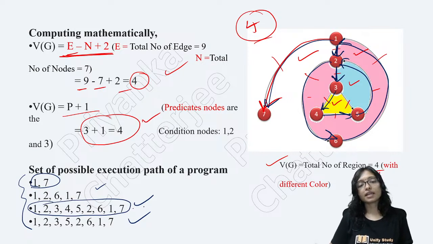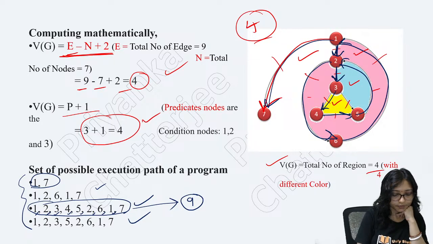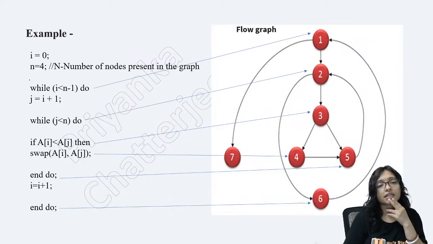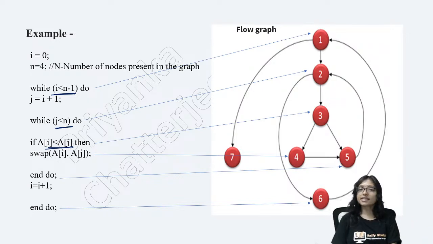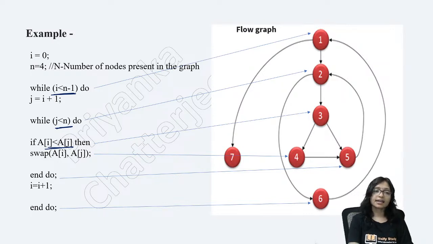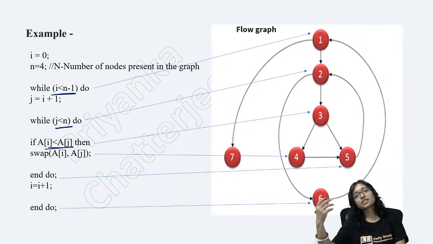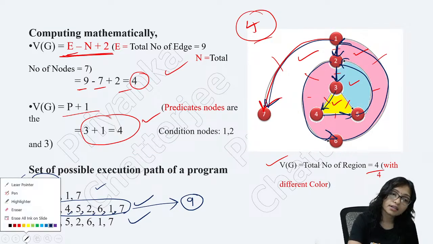In the largest independent path, how many nodes are there? 1, 2, 3, 4, 5, 6, 7, 8, 9. In the largest independent path, you have 9 nodes. We have to include the loop also. Loop not, condition. Here, this is a condition. This is a condition. This is a condition. You are checking something: I less than n minus 1, it is a condition. J less than n, it is a condition. A[i] less than A[j], it is a condition. How many times you are checking? That is called a condition, right? So here the answer is 9.